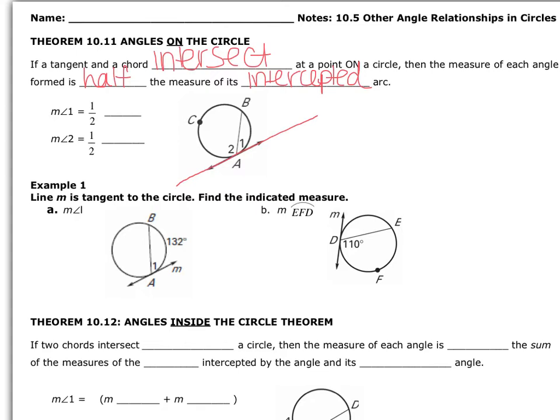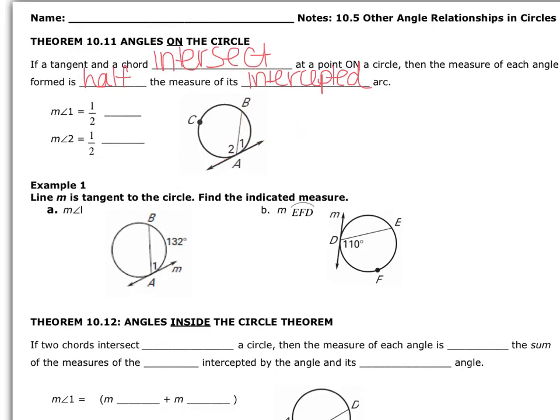Now, when you have the chord coming through here and touching the tangent, you can see that two angles are formed there. Angle 1 is here, and then angle 2 is this whole thing. When you're talking about the angles, you really just have to pay attention to the tangent and the chord, and just look at the circle in the background. So angle 2 is all the way from the chord to the tangent. So that whole entire thing is the angle.